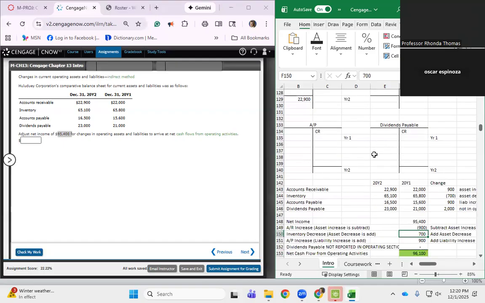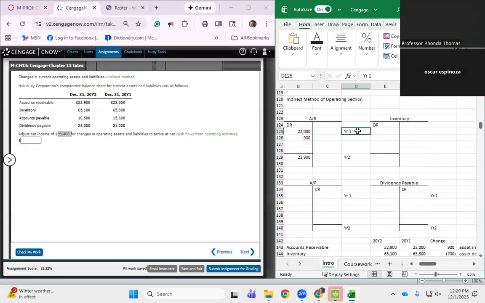Okay, the next one is inventory. So once again, year 1 ending becomes year 2's beginning. Okay, so I'm going to widen this a little bit.